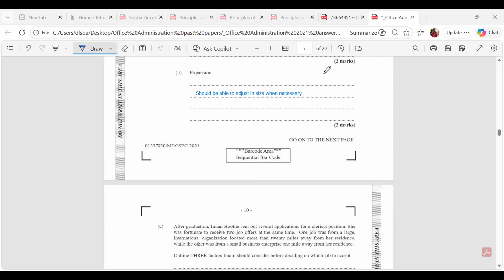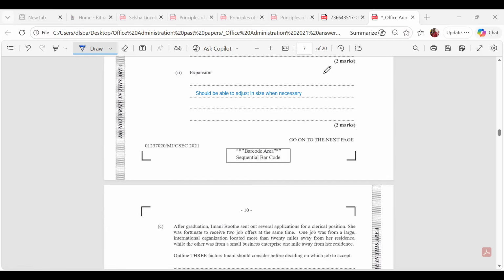What else might make her consider it? Anybody could think of one more besides salary? Which one do you think would have more promotional opportunities? The small company or the large international one? The international organization.